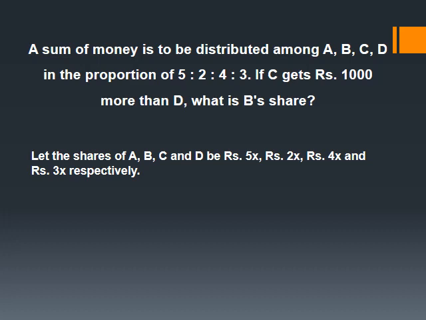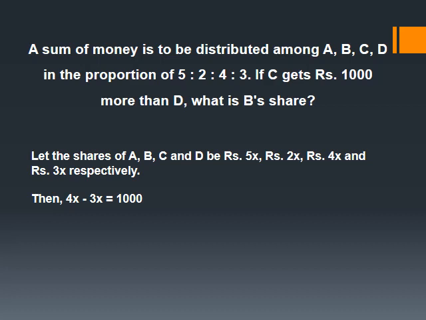Let us assume that the shares of A, B, C and D be rupees 5x, 2x, 4x and 3x respectively. So we know that 4x is C and 3x is D. And in the question it is shown that the difference between 4x and 3x is 1,000. We cannot just take 4 and 3, because it is the proportion of a total amount.